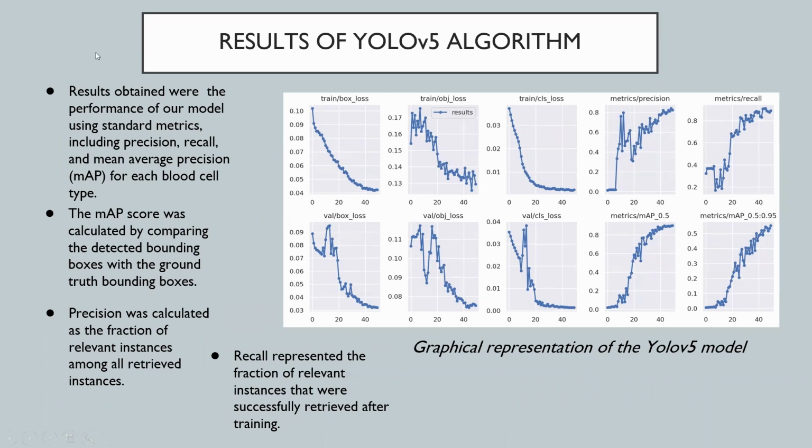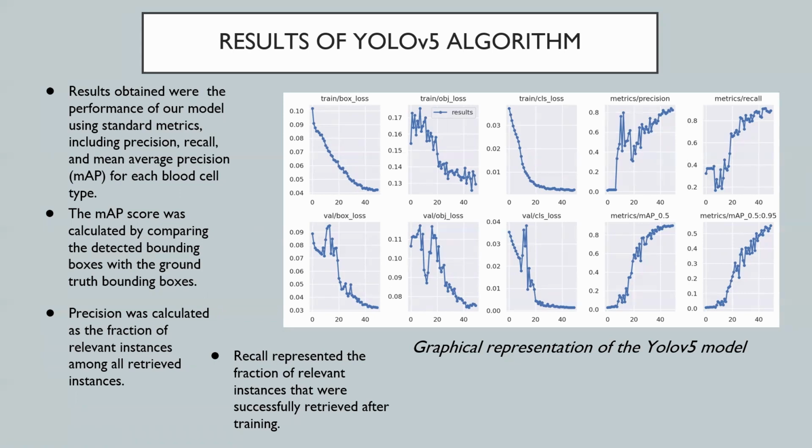As in these graphs, the x-axis shows the number of epochs the model has trained, and the y-axis is the metrics. For the box loss versus number of epochs, as the number of epochs increases, the box loss decreases. The object loss is also the same; as the number of epochs increases, the object loss decreases. And it is the same for precision: as the number of epochs increases, precision increases, and the same goes for recall and MAP.